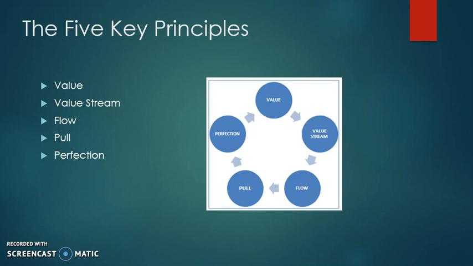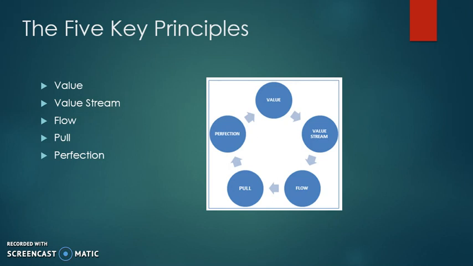After that, you have flow, and that happens after waste removal. After that is pull, and that's generated from customers. And finally, perfection. And that happens when lean manufacturing becomes part of the organizational culture. And every employee from the shop floor to the corporate office knows the process and lives it in every decision.